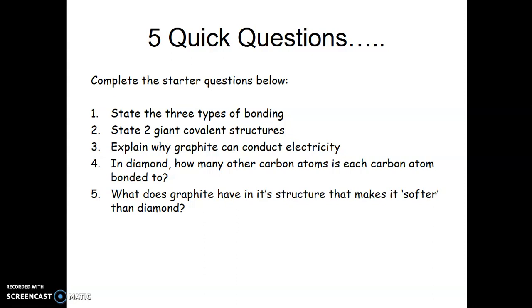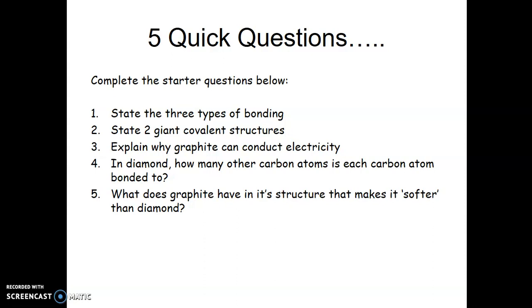Well, we know from previous videos the 3 types of bonding are ionic bonding, covalent bonding, and the one we're going to look at today. So you may or may not have got that one. For number 2, the 2 giant covalent structures, well, that was in the last video that we covered. The 2 that we covered were diamond and graphite. You could have also had silicon oxide, which we mentioned briefly.